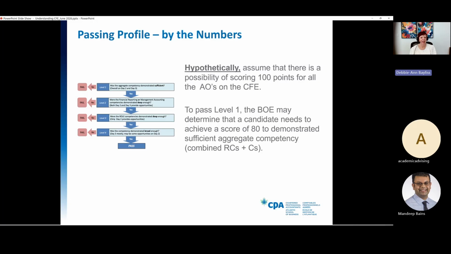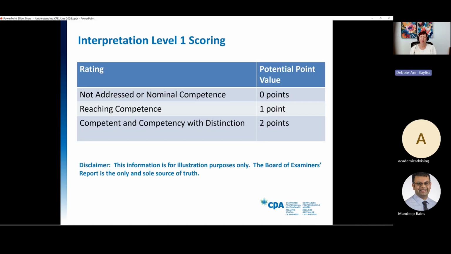And they're going to set a bar and say that you need to achieve a score of a minimum of 80. And again, that's the combination of reaching competent or higher assessments. So I want to share with you an interpretation of the level 1 scoring.